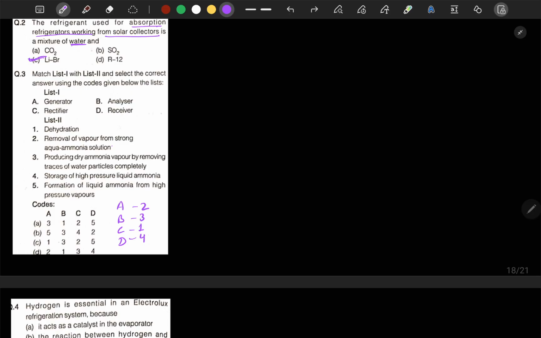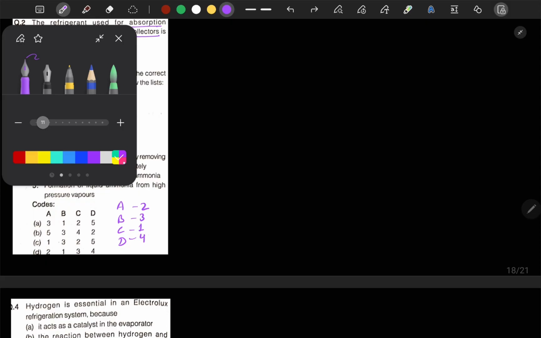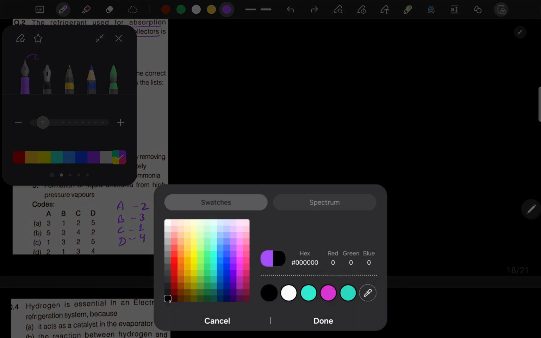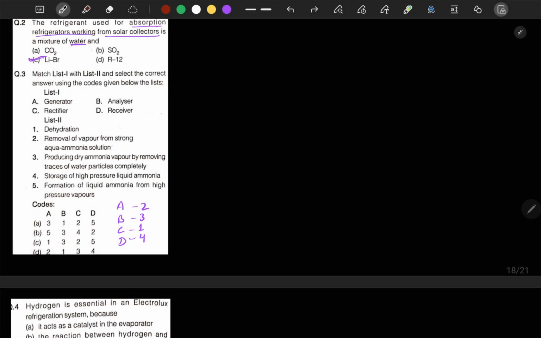So there should be a correction in your options. This should be 3, this should be 1. So your correct answer is D here, 2314. Now moving to the next question.